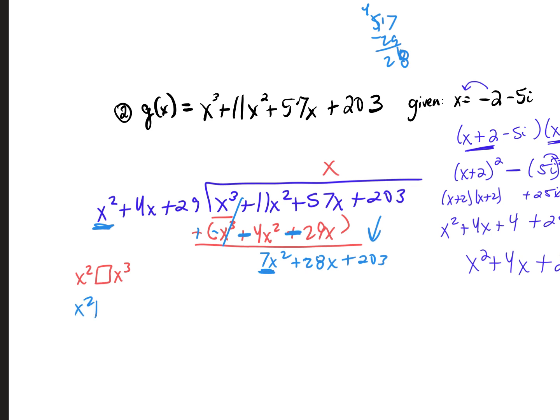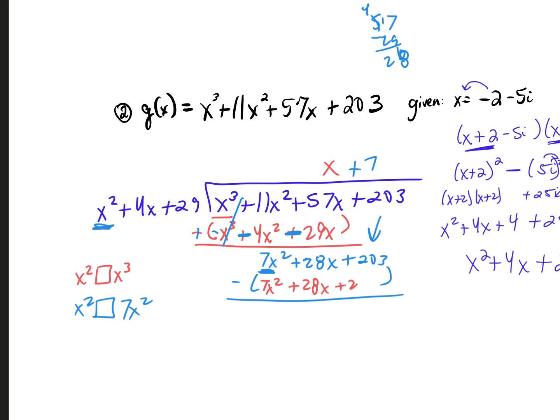X squared times what gives me 7x squared? Plus 7. Get your subtraction ready before you multiply. 7 times x squared is 7x squared. What's 7 times 4? 28, okay. What do you think 7 times 29 is?